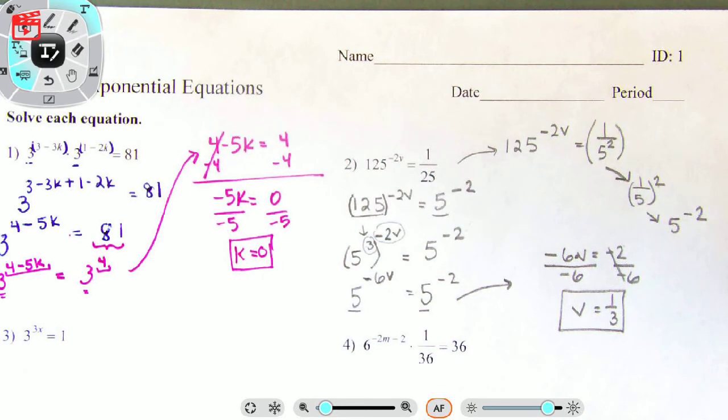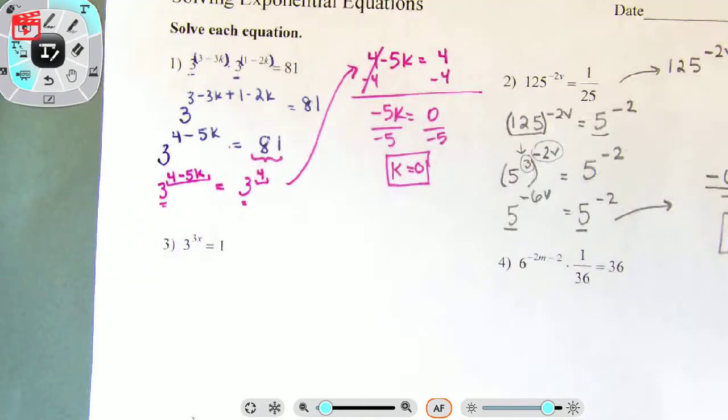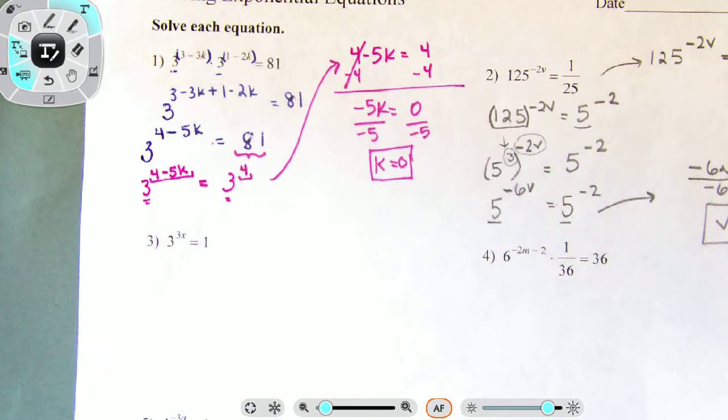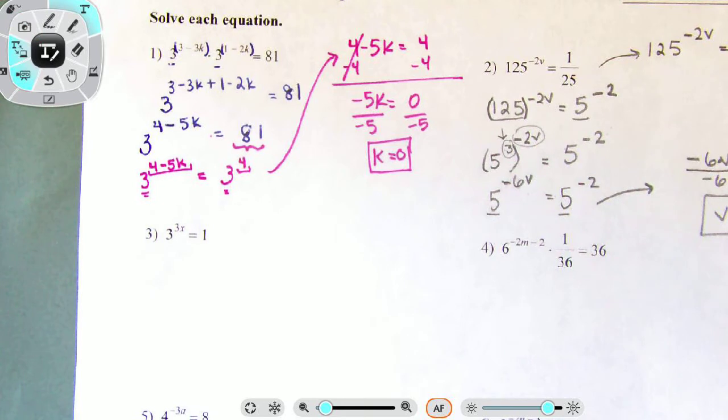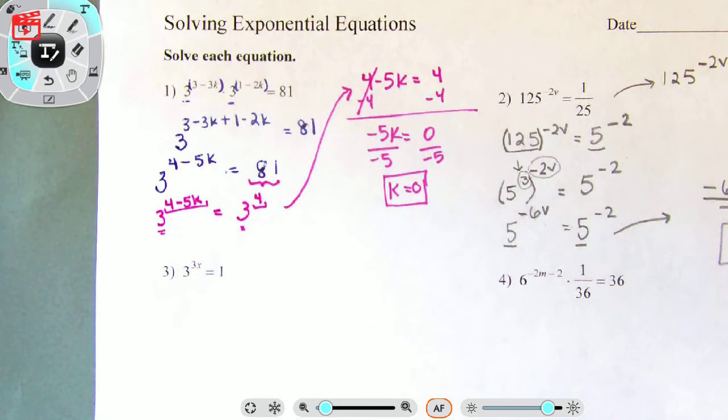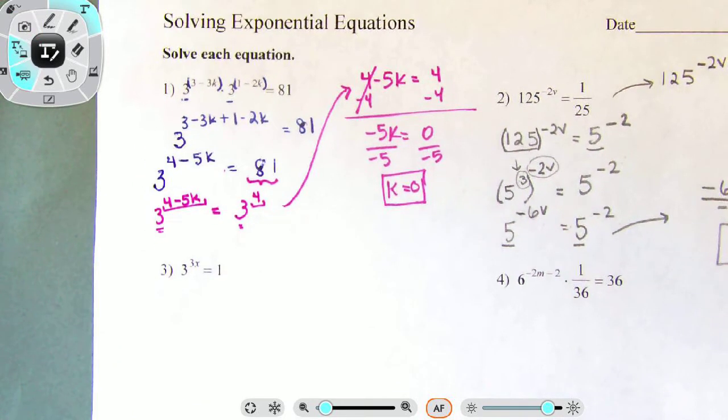I'm looking to see if there are any other ones that I believe could be tricky. Let's try number 3. I think maybe number 3 can be tricky. Now this one is tricky because there's not much to do. You just kind of have to know this.